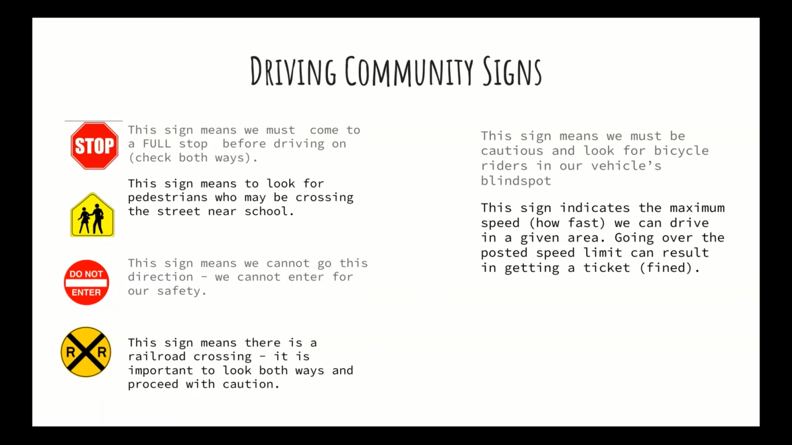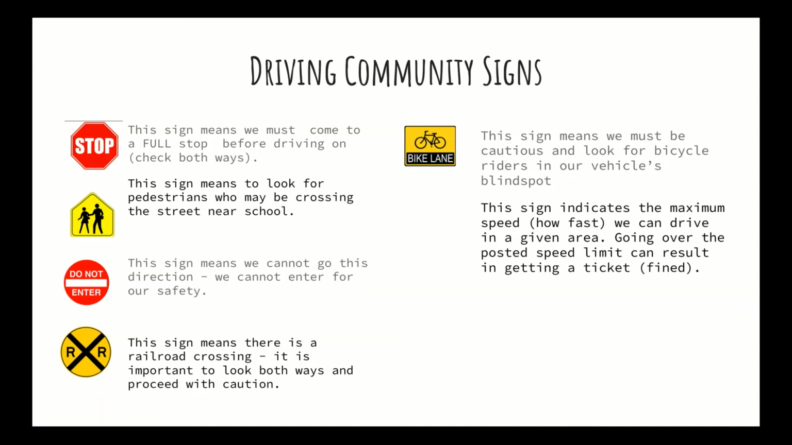This sign means we must be cautious and look for bicycle riders in our vehicle's blind spot, typically on our right side. Yes, it is the bike lane, okay? The bike lane, when you are driving, will be clearly marked. It will sometimes be on the right side of us. Sometimes, if you're taking a turn, it might swerve over so that it's left of your vehicle. It is marked by white lines, and it oftentimes has an actual bicycle symbol.